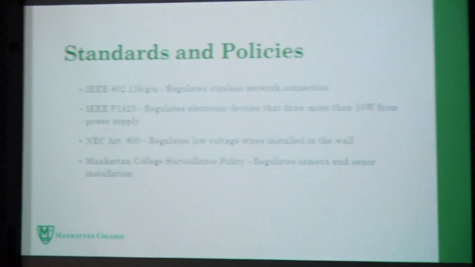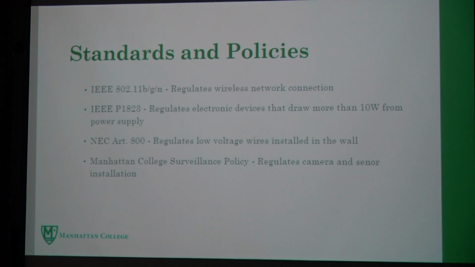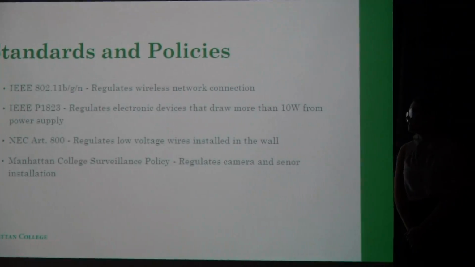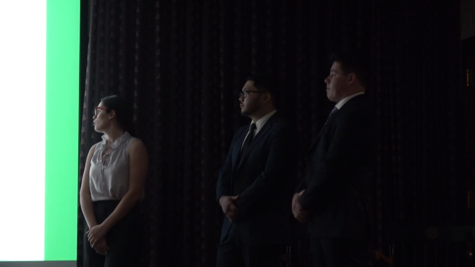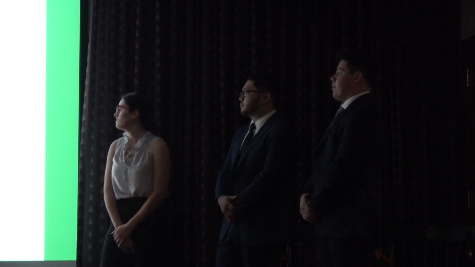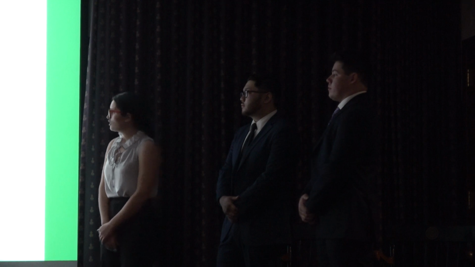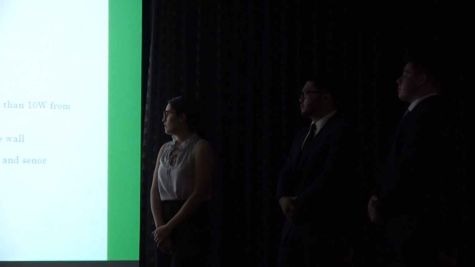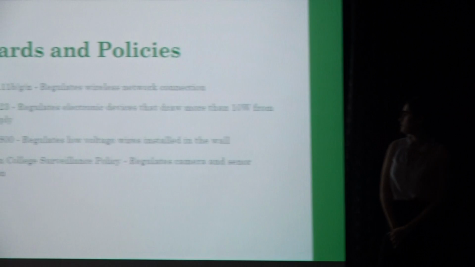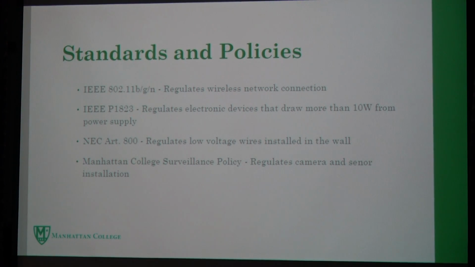So in order to regulate our system, we have some standards and policies we have to abide by. Our wireless network connection is regulated with the 802.11 standard. Our Raspberry Pi 3.0 draws more than 10 watts of power, so that's regulated by the P1823. And Article 800 regulates our low voltage wires that supply power to our total system. Also, the privacy of our user surveillance is managed by the Manhattan College Surveillance Policy.